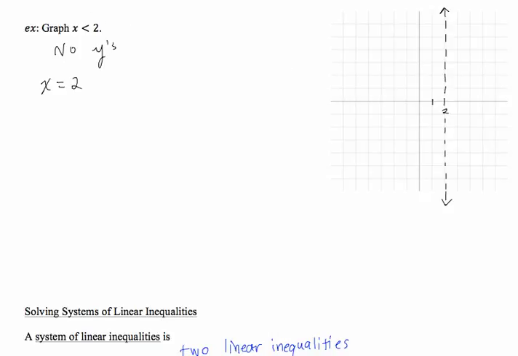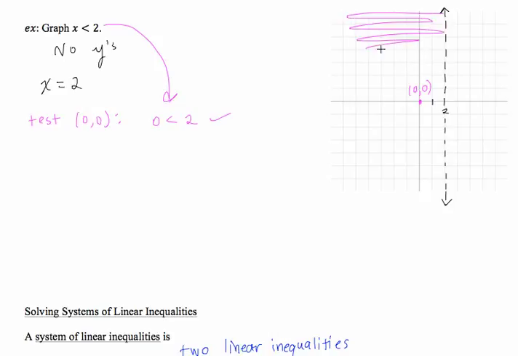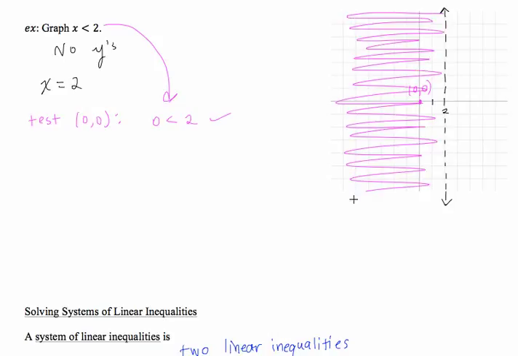So let's choose a test point. How about 0, 0? It's easy. Now when I plug in 0, 0 into this inequality, I plug in 0 for x, and there is nowhere to plug in y, so it doesn't matter. Is 0 less than 2? Yes, that's true. So that means this is the half of the plane that solves the inequality.